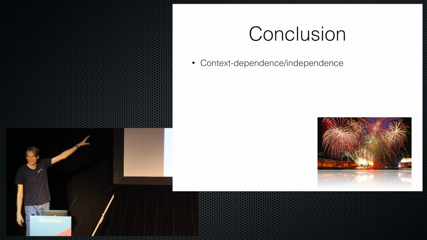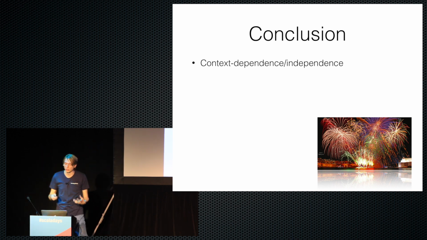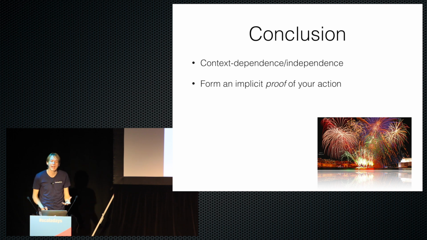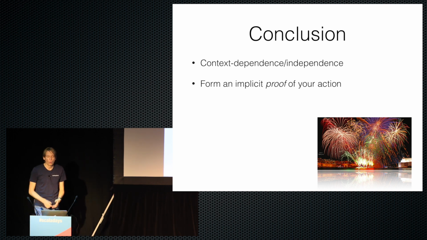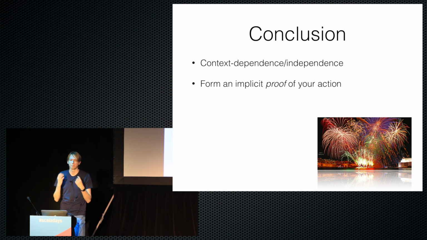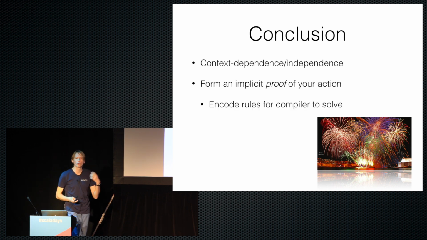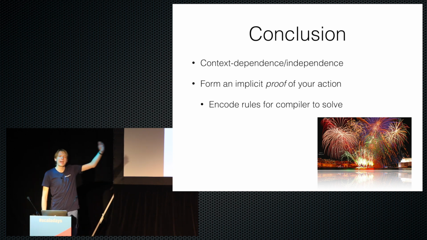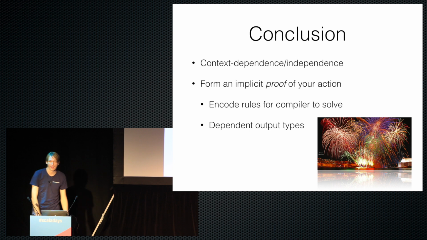We've talked about context-dependent and context-independent functions, and how important it is to be context-independent if you can, but most of the time you're going to write implicits, right? You're going to write a context-dependent function. When you do, you form an implicit proof. Think of this as a proof system, like Prolog or Coq. You form an implicit proof of your action, and you encode rules that the compiler will solve, rules that are implicit values. Then you use dependent output types to move the solved types into the output position without running into de-aliasing bugs and weird stuff like that.